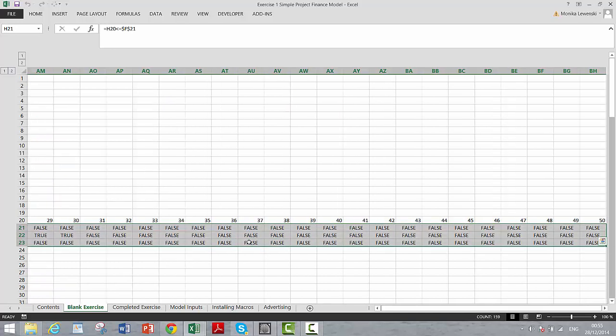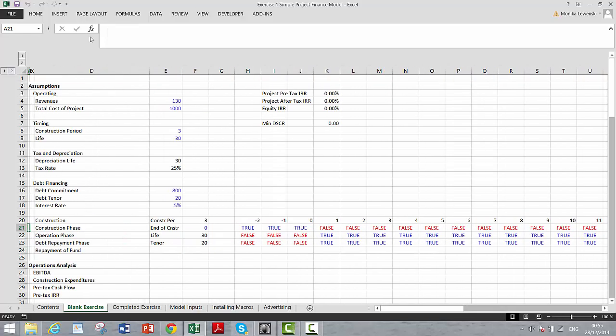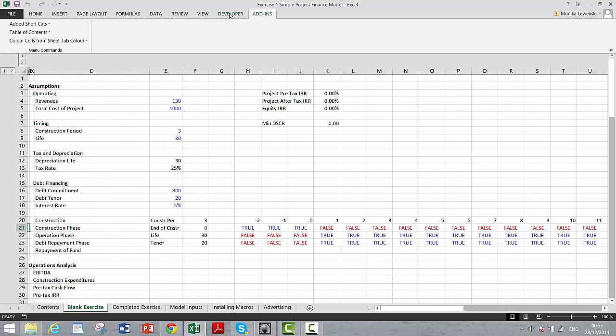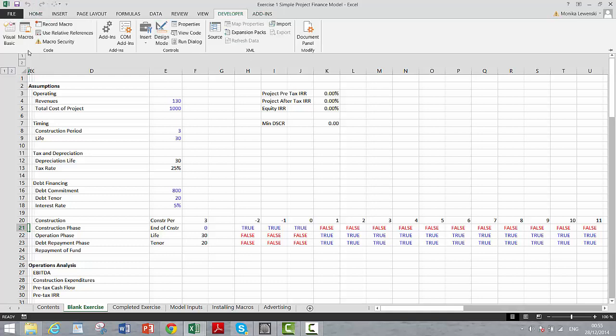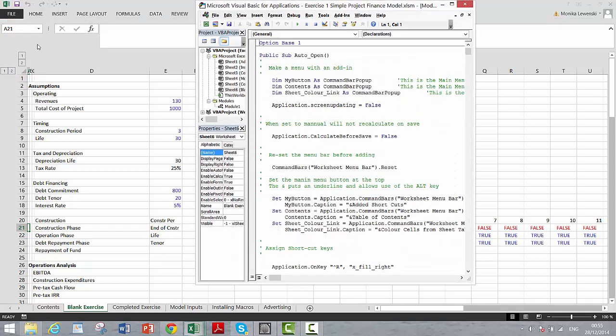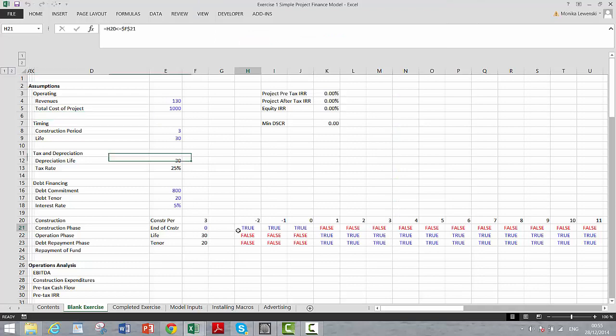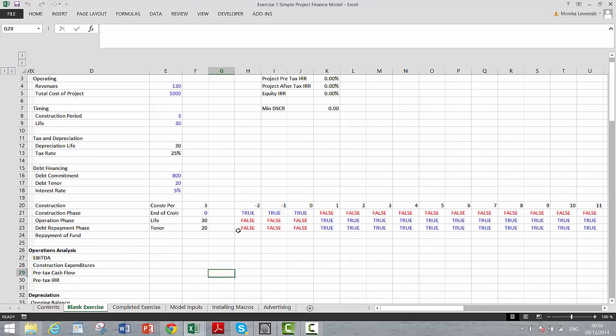I put the add-ins in here by going to get the Visual Basic and I imported the generic macros. So that's why all of these are already in the file. So we can start with our EBITDA. Okay? So maybe I'll put base EBITDA.